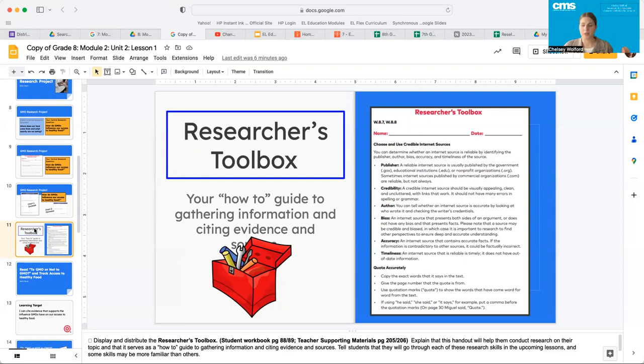Your teacher can put this up on the board and you can talk about how to quote accurately, how to determine credibility, how to determine if a publisher is credible. So let's go ahead and do that now, and then we'll come back together, okay? So go ahead and do that now.